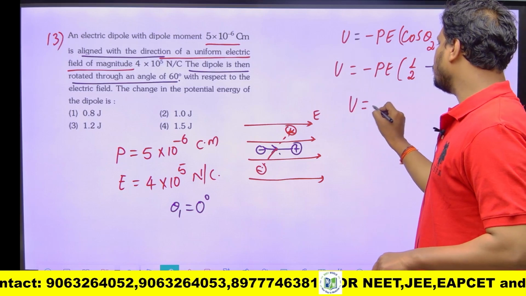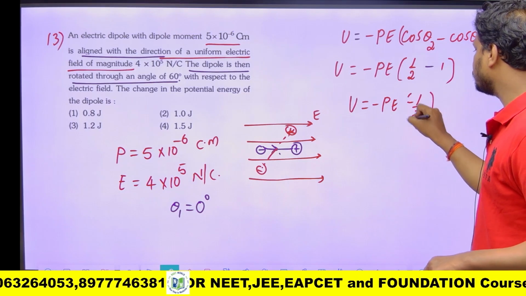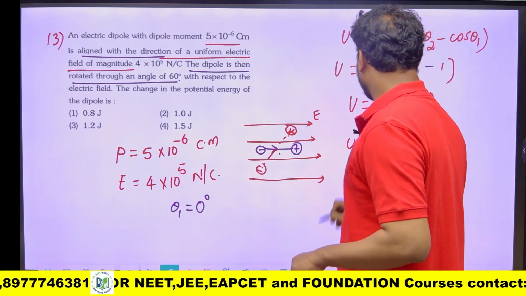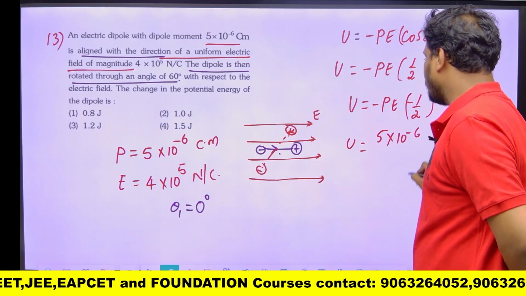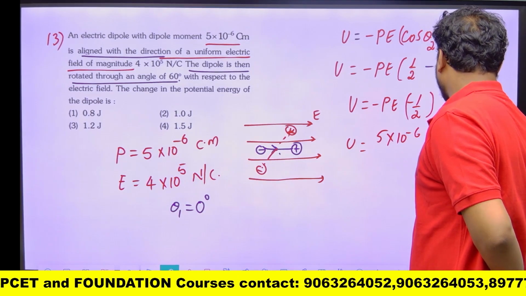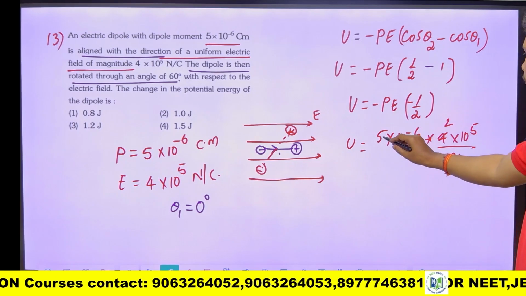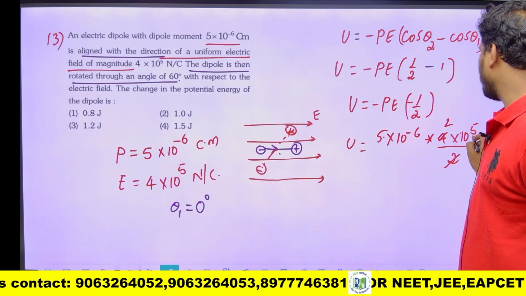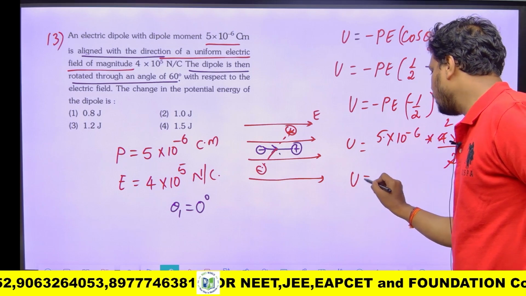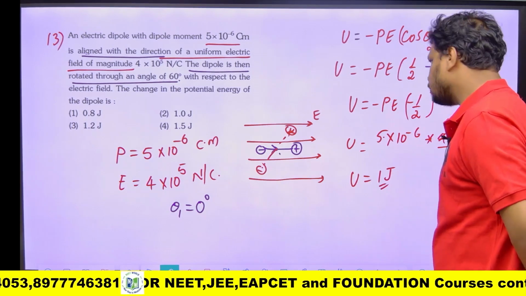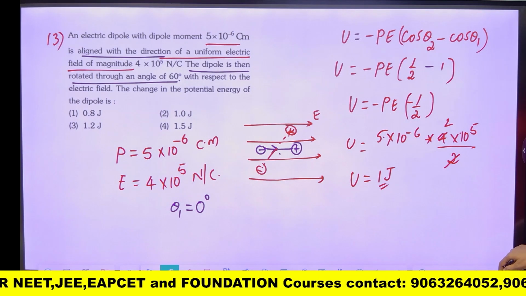Then U is equal to minus PE into 1 by 2 minus 1, which is minus 1 by 2. Substituting, minus into minus is plus, and P is 5 into 10 to the power of minus 6, E is 4 into 10 to the power of 5, divided by 2. Cancelling, 5 twos are 10, so 10 into 10 to the power of 5 is 10 to the power of 6, and with 10 to the power of minus 6 they cancel, so the energy will be 1 joule. This is the answer. Then we'll go for the next question.